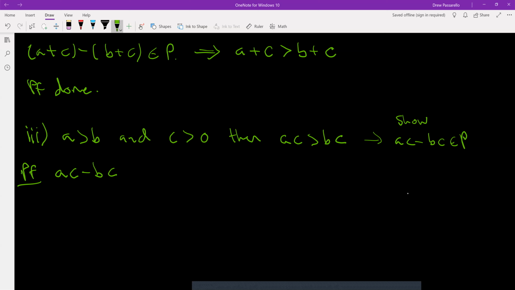And then I can write this as, so A is greater than B. That means A minus B is an element of P. C is also greater than 0, so then that C is also itself an element of P. So the one thing is I can factor out C, so distribution, reversing the distribution. That's equivalent to A minus B times C. And we know A minus B is an element of P because A is greater than B. And we know C is also in P because it's greater than 0.